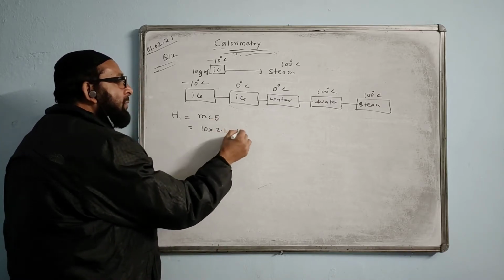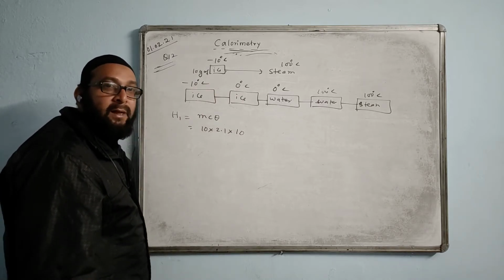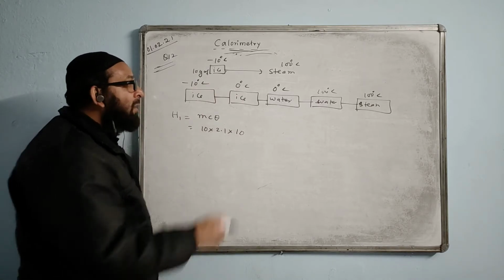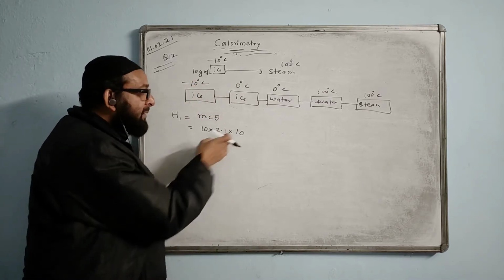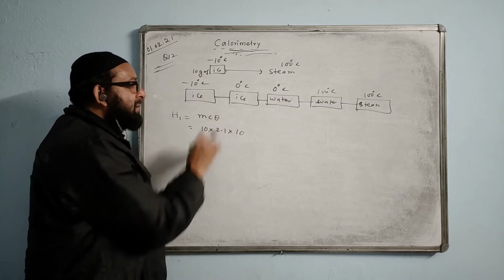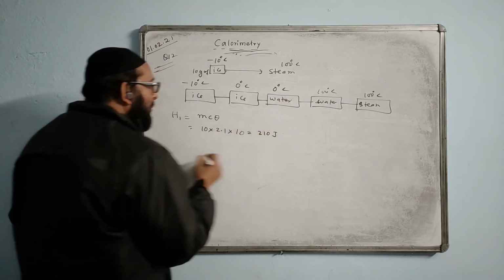No minus, plus 10 only. Bigger minus 0 is bigger than minus 10. Temperature difference will never be negative. Bigger minus smaller. Which is bigger only? 0, and smaller is minus 10. The answer will come 10 only. 0 minus minus is plus 10. Get the answer. This answer will come 210 joule.